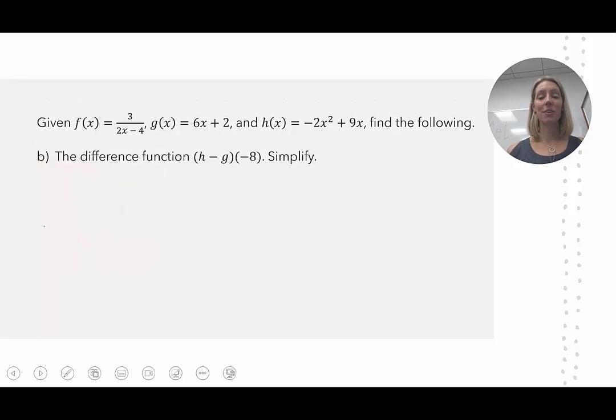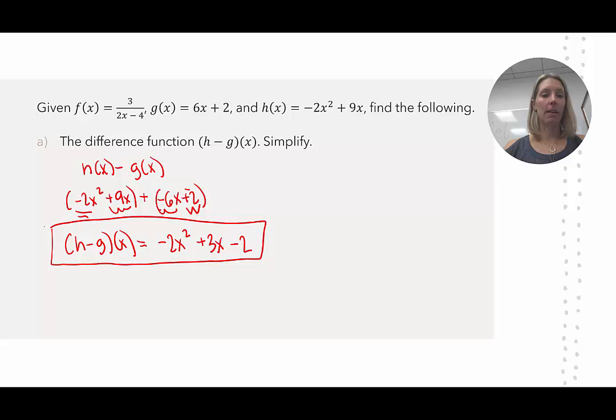Now letter B says, okay, awesome. So you created that function. Now evaluate at a specific value, at x equals negative 8. We can do this in 2 ways. Because we already found the difference function itself, we can use that, or we could do what I did originally. We could find h of negative 8 and find g of negative 8 and then subtract those values.